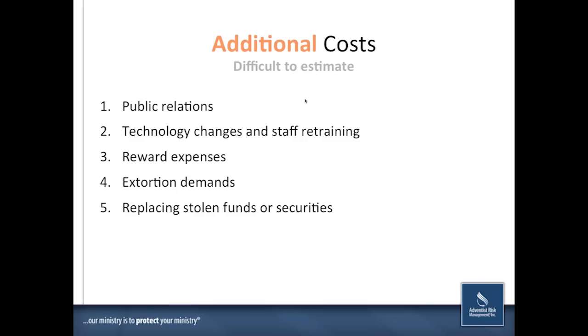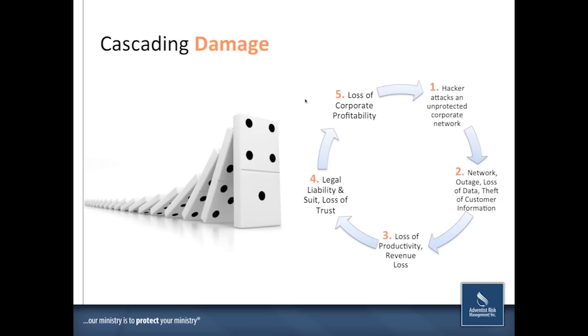And finally, we have the cost of replacing the stolen funds or securities, whether it's your own fund or that of a client, of a constituent. There is that charge as well. So you can see how it can very easily add up into the millions of dollars with each breach of security. And it's very difficult to gauge beforehand how much this is going to cost. How much should you have set aside to deal with this, because it's all kind of a cascading effect, kind of a domino effect.